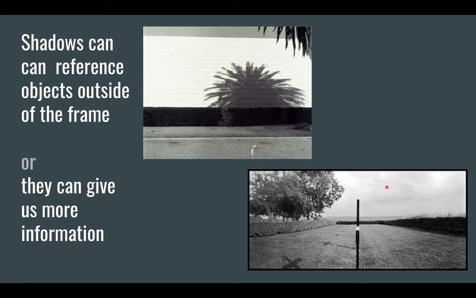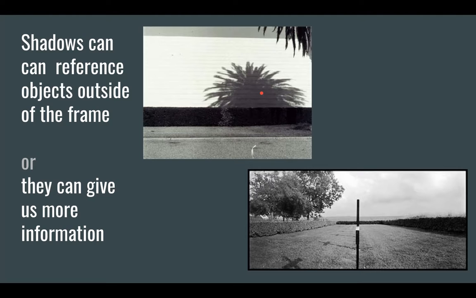Shadows can also reference objects that are outside of the frame. So if there was no shadow here, and we saw this little palm tree hanging down right here, we wouldn't quite be sure what it was, because when you see the shadow, we understand that there's probably a palm tree just outside of the frame.